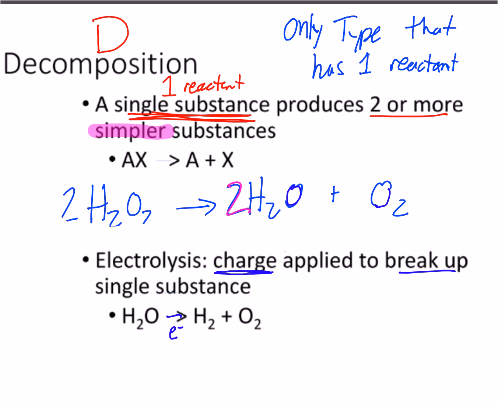Synthesis and decomposition, they're opposites. All right, one forms one product, the other one takes one reactant and breaks it down. So they're kind of flip-flop. They might be the easiest to identify because they each have either one product or one reactant. All right, you got to find some way that works for you to remember all of these.